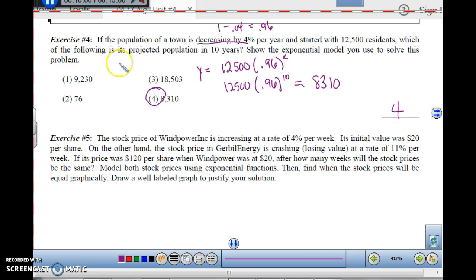Okay. All right, let's save number 5 for class, and we'll take a look at this one and the functions. So for increasing and decreasing exponential models, it's the base, and it's either 1 plus or 1 minus if you're increasing or decreasing for your multiplier. Okay, let's save number 5 for the next class.